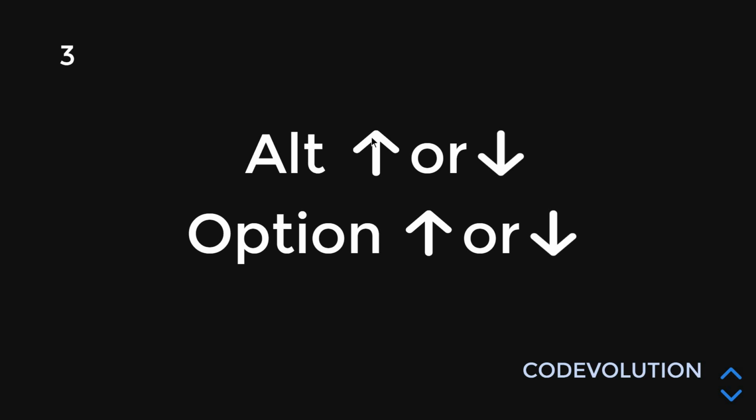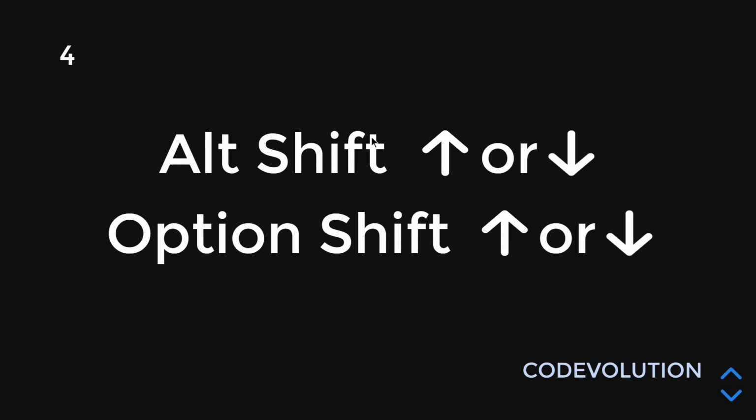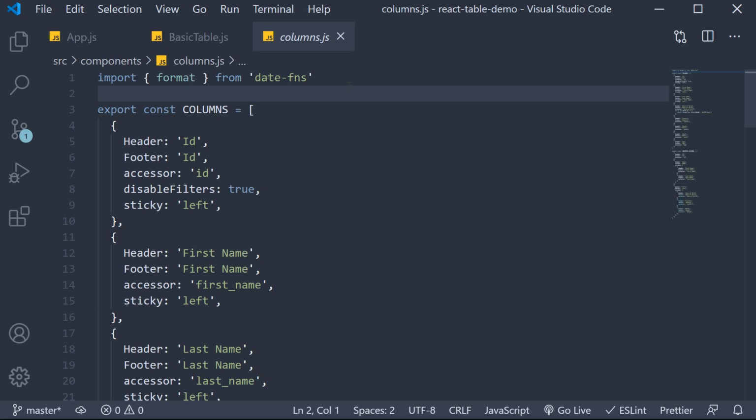The fourth shortcut is Alt Shift up arrow or down arrow, or Option Shift up arrow or down arrow. This shortcut will copy and paste your current line of code above or below. If you have a selection, it will copy paste the entire selection. A use case that I often come across is having to copy an existing line only to make minor changes.